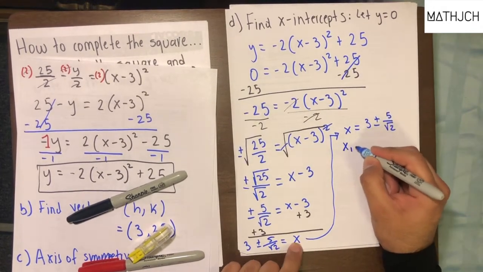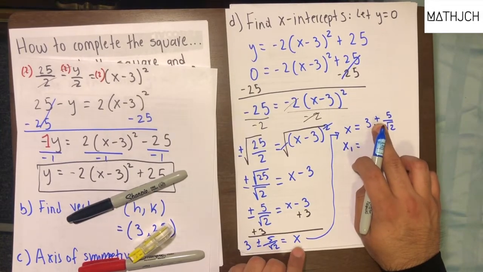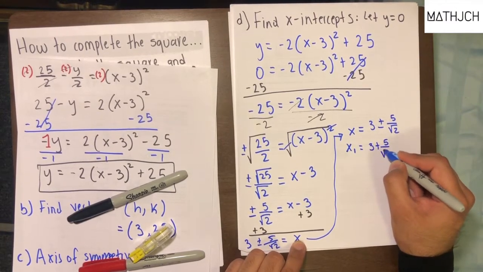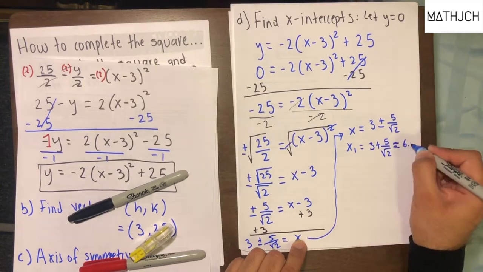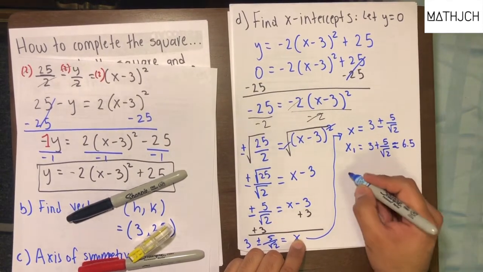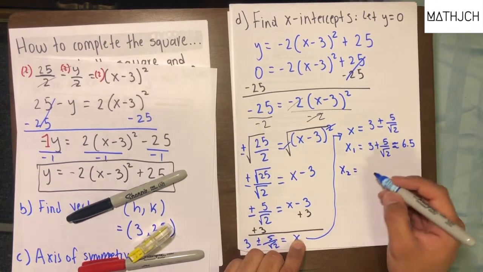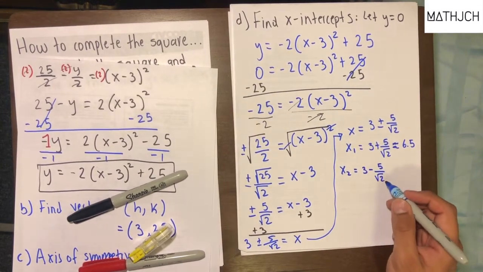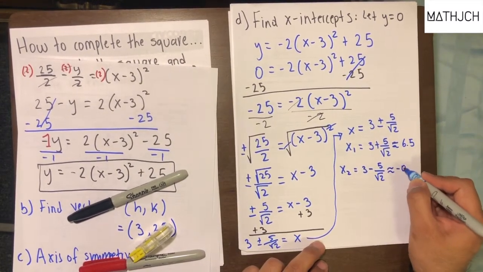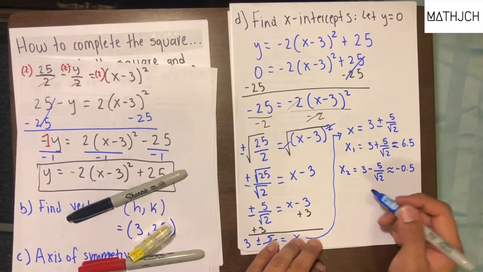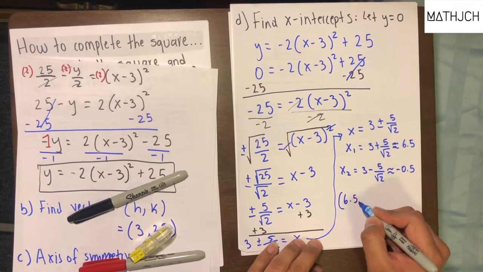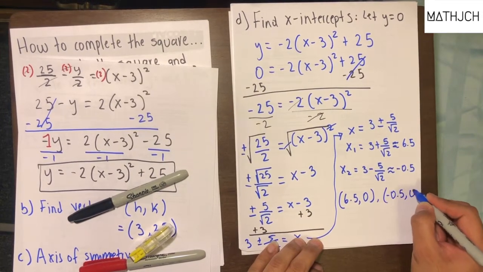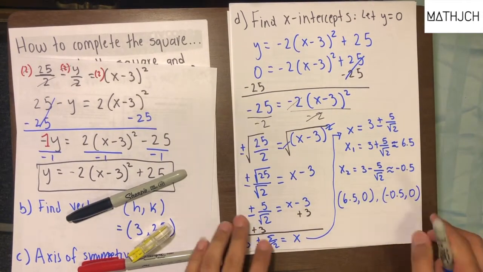Okay, so one solution is going to be with the plus, and the other solution with the minus. So one is 3 plus 5 square root of 2. When you enter this into the calculator, approximately 6.5. And our second solution is 3 minus 5 square root of 2. When you enter this into the calculator, you're going to get approximately negative 0.5. So our 2 x-intercepts are going to be 6.5, 0 for y, and negative 0.5 for x, and 0 for y. Not too bad, right?